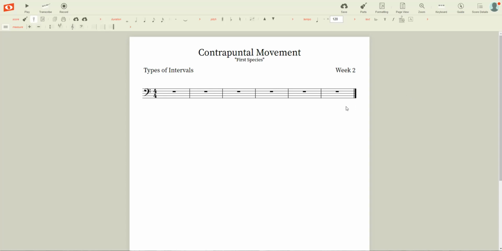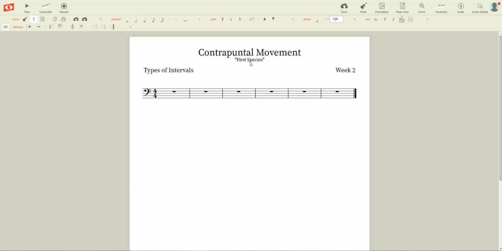Guys, welcome to week 2. This week we're going to be working on harmony. Last week we worked on how to create a good melody, and this week we're going to write a harmony for that melody using what we call first species counterpoint. What is first species counterpoint?